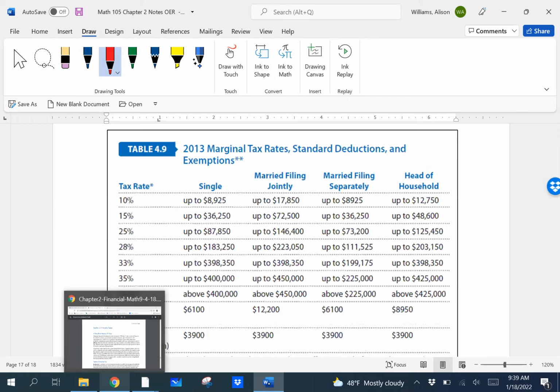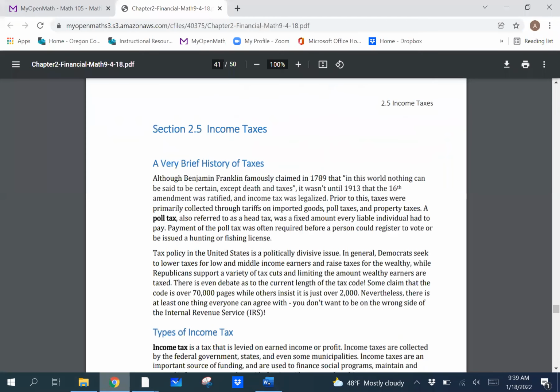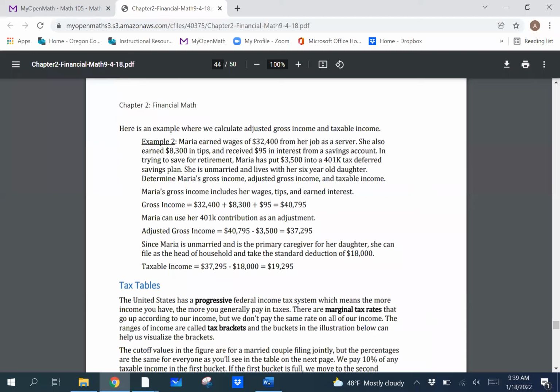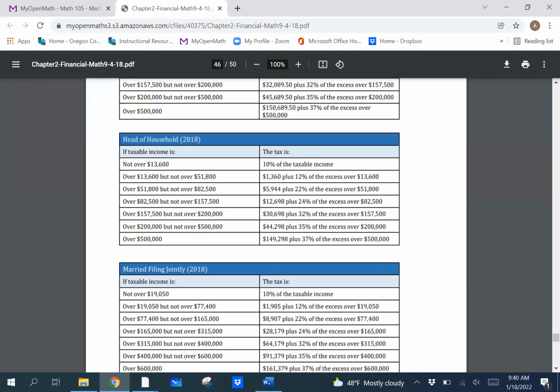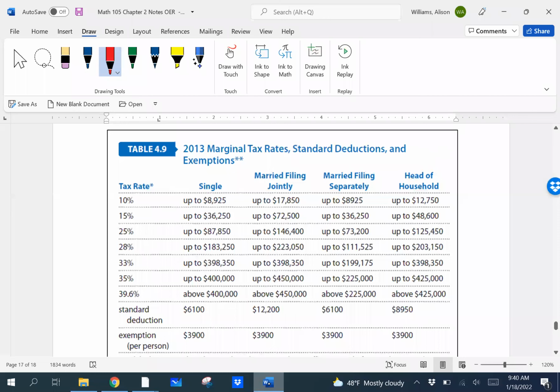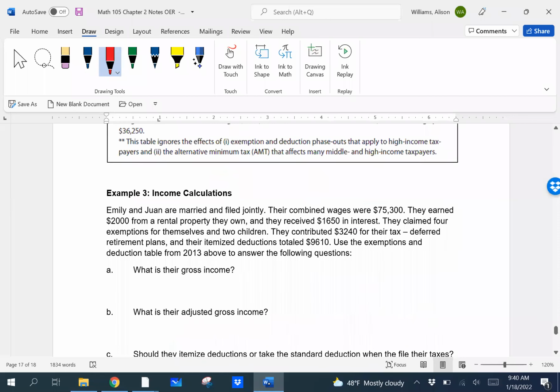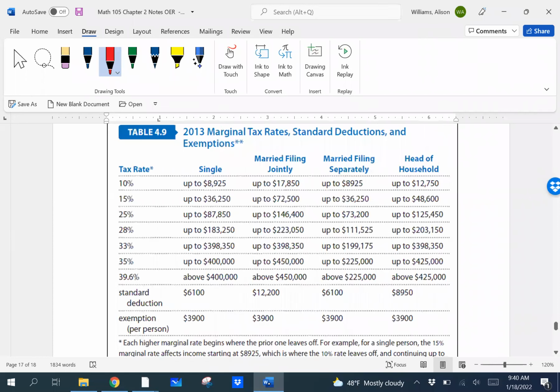So let's say Emily and Juan are married and they're going to file jointly. Real quick, up here we're looking at the second column of information. Just to go through this, up to $17,850 they're going to pay 10% in taxes. Up to $72,000 they're going to pay 15% in taxes. And then it just keeps growing. It's a little bit annoying because every time there's a tax increase, first you have to calculate the taxes for the first row, and then that is no longer included in the income when you calculate the taxes for the second row. I'll show you how that works with this example.